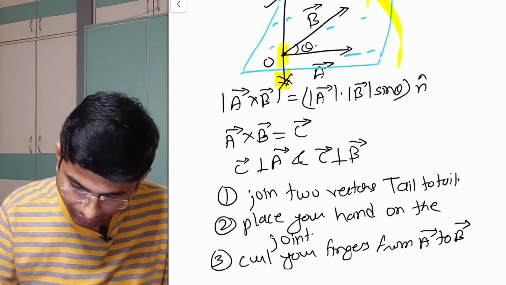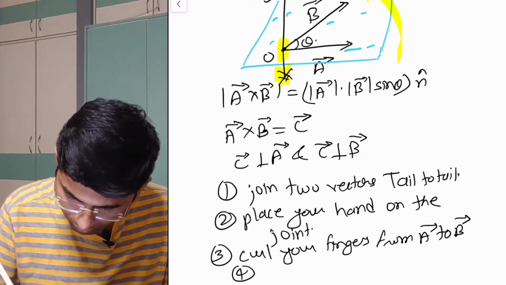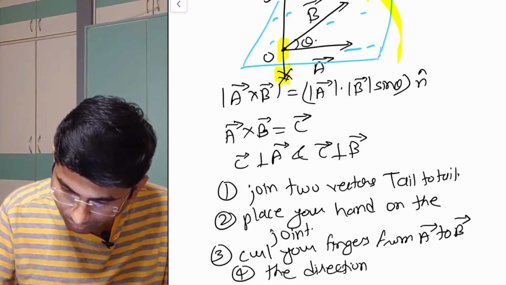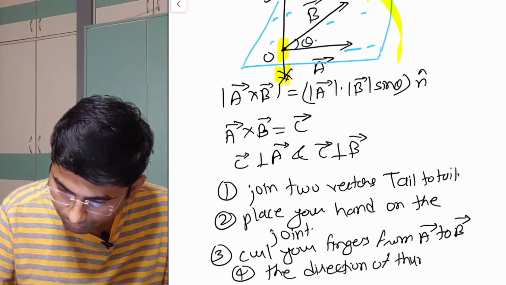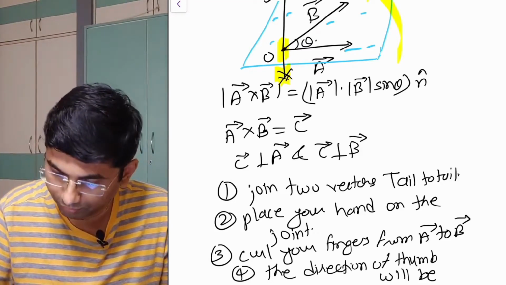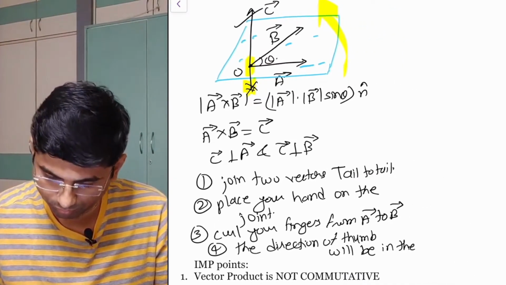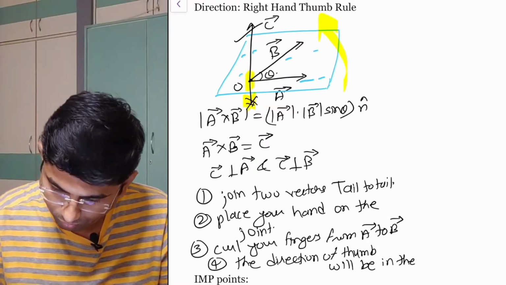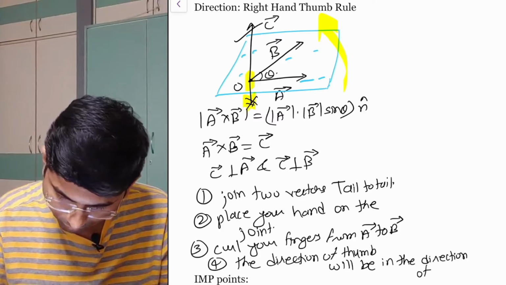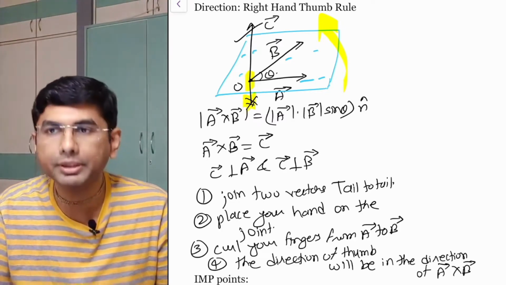And then the direction will be given to you by the direction of the thumb, which will be in the direction of A cross B. Now this A cross B is nothing but the C vector.